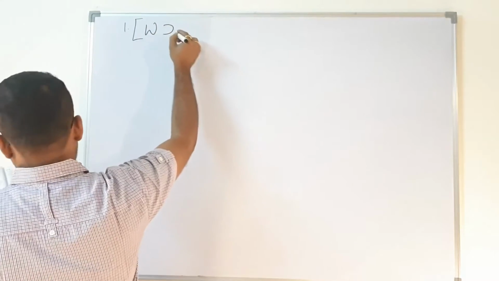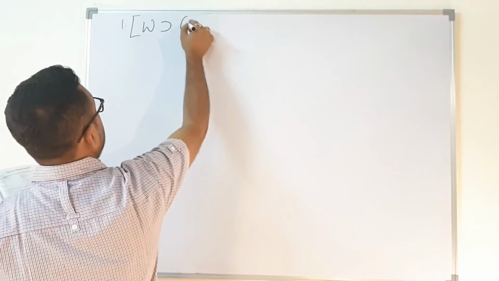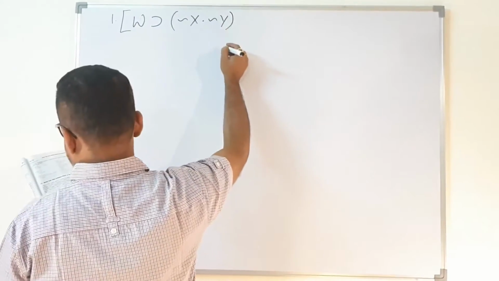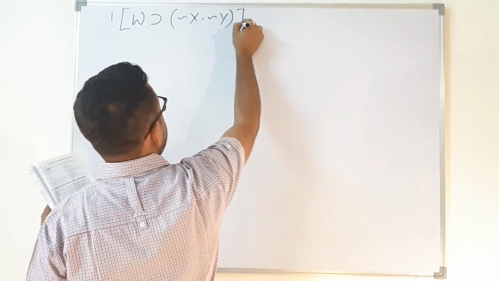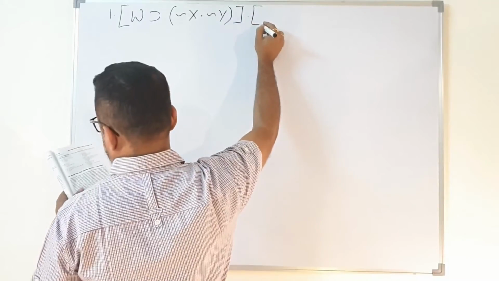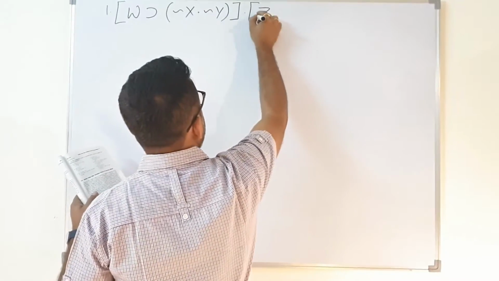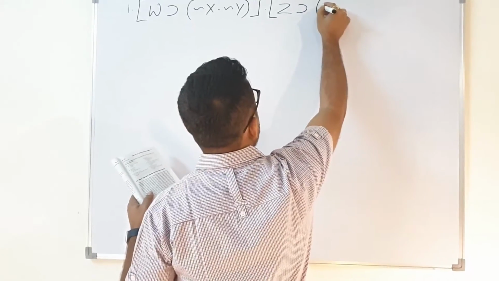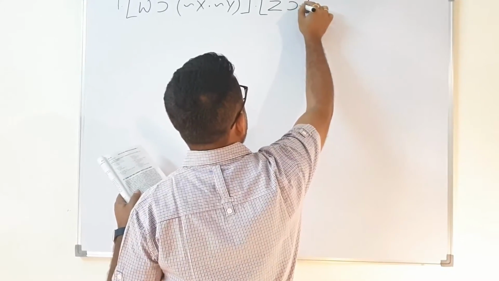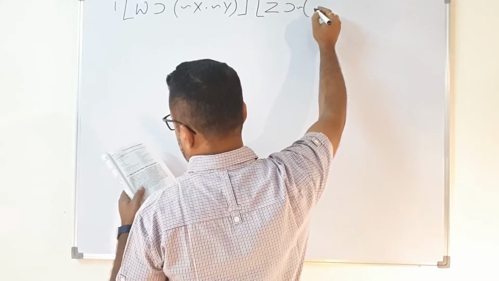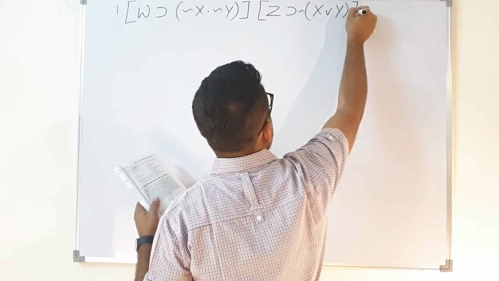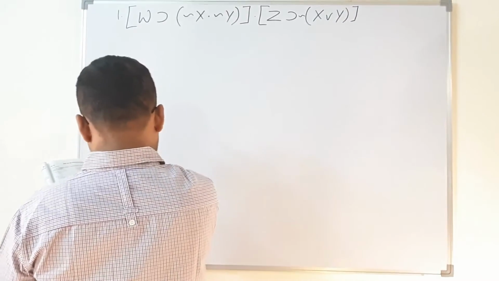W implies negation of x dot negation of y, dot z implies negation of x wedge y. This is the first line number.